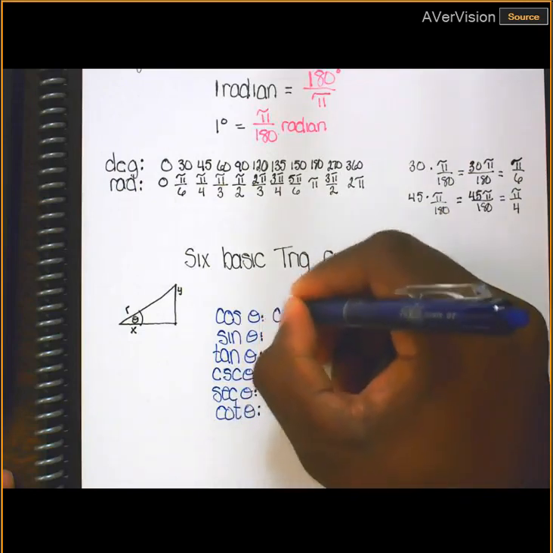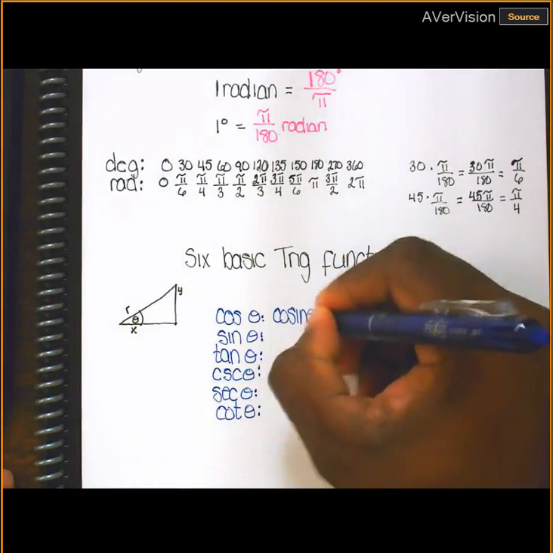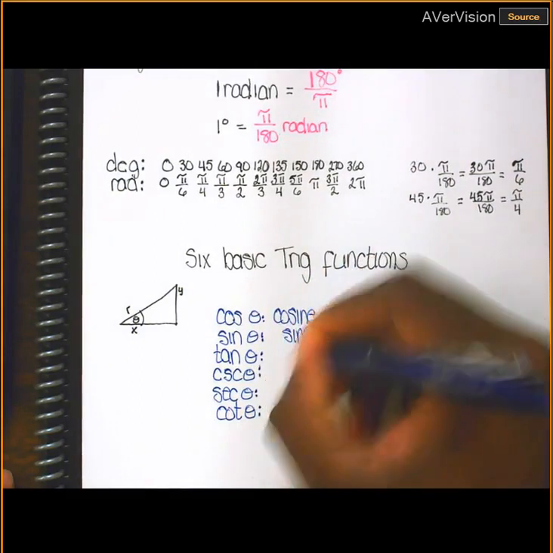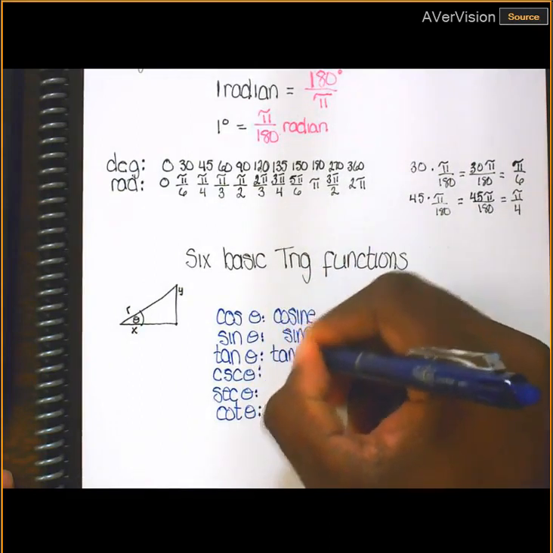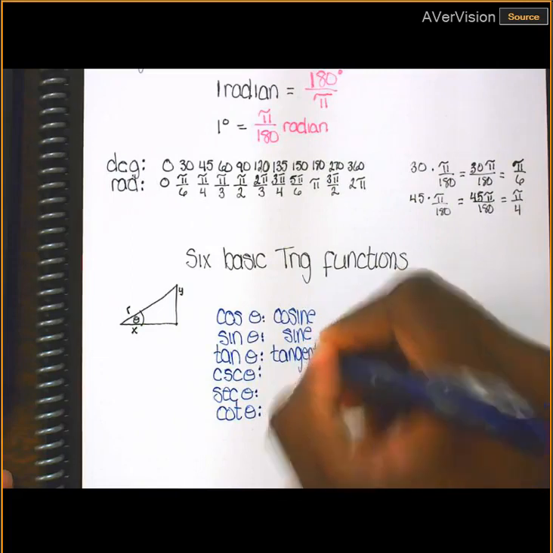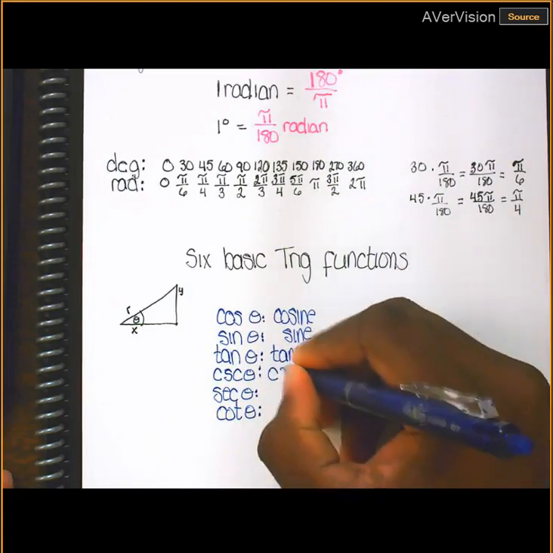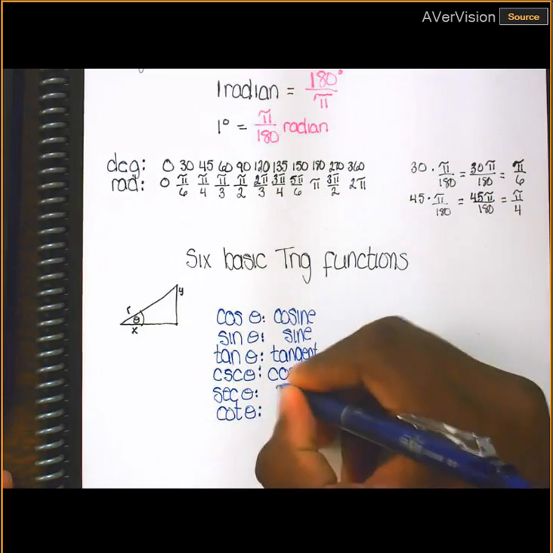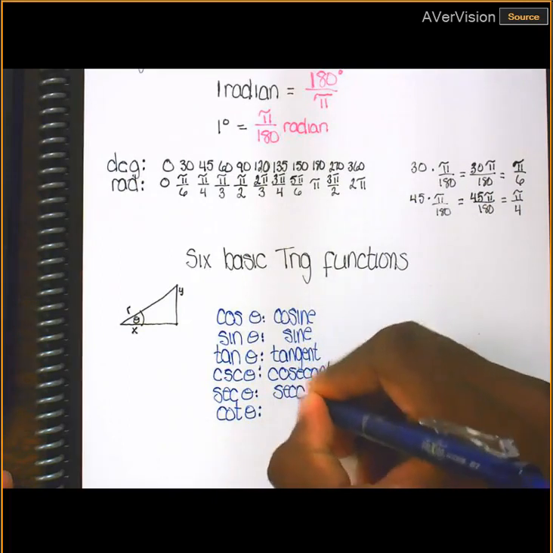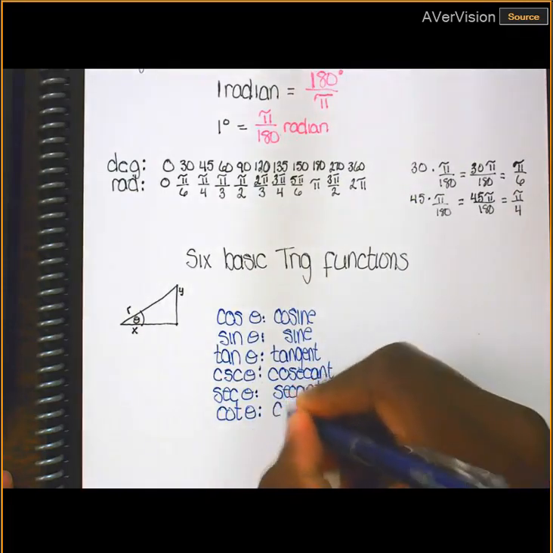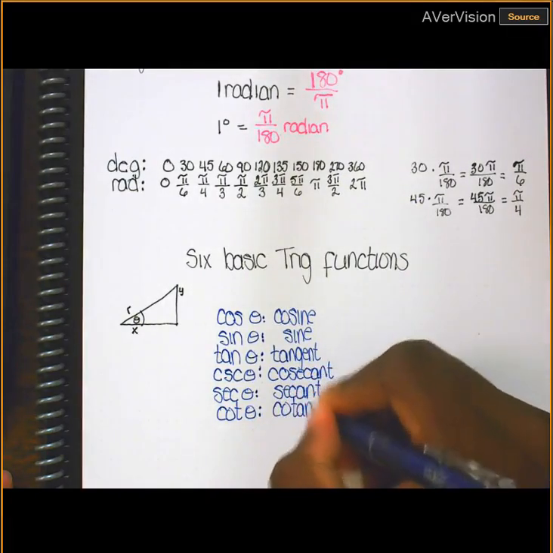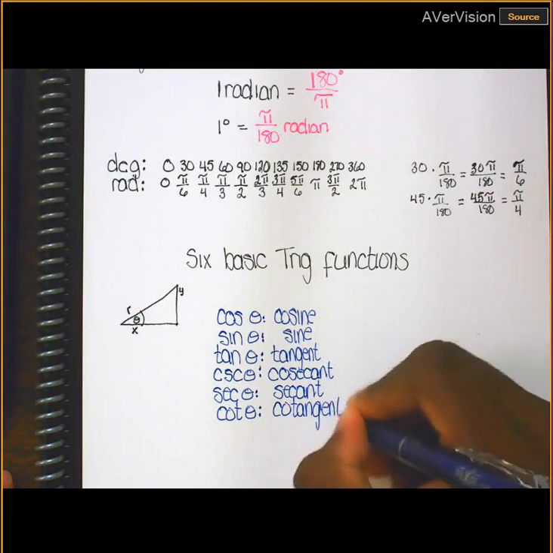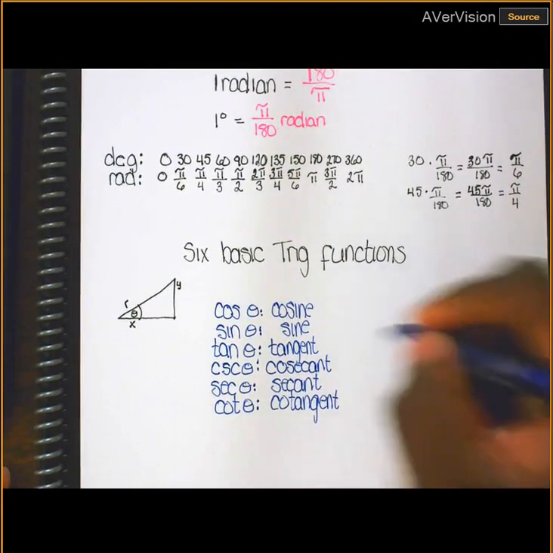So we have cosine, sine, tangent, cosecant, secant, and cotangent. All right.